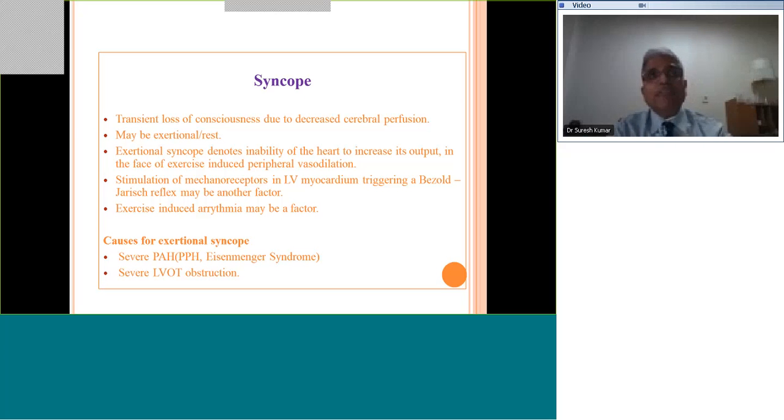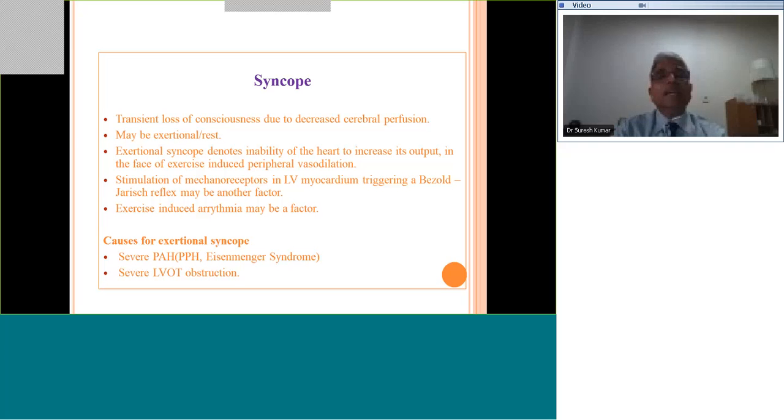When the LV output is fixed, or when the RV output or both the outputs is fixed, the patient is exercising and the output is not increasing, but the vessels are dilating in the exercising muscles. The result is a drop in blood pressure. Cerebral perfusion suffers and syncope occurs. When the patient hits the ground, as the person is in the recumbent position, cerebral perfusion is restored and the consciousness is all right.